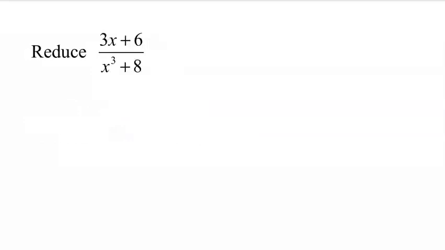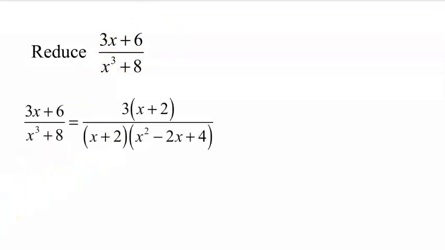3x plus 6 over x cubed plus 8. 3x plus 6, 3 times x plus 2. X cubed plus 8, a sum of two cubes. X plus 2, x squared minus 2x plus 4. So now you'll notice there's an x plus 2 on the top and the bottom. Think of that as 1 over 1. So if that's the case, 3 times 1 upstairs, 1 times x squared minus 2x plus 4 downstairs. And we get 3 over x squared minus 2x plus 4.